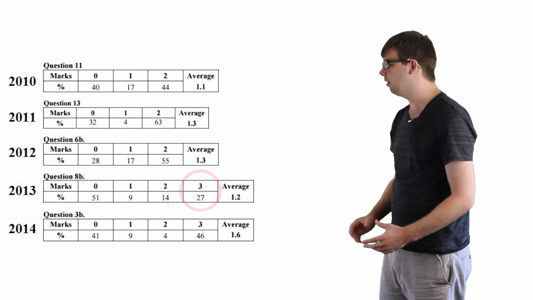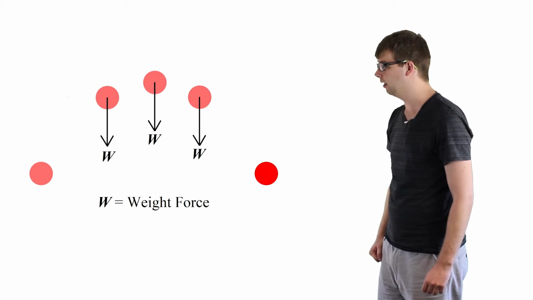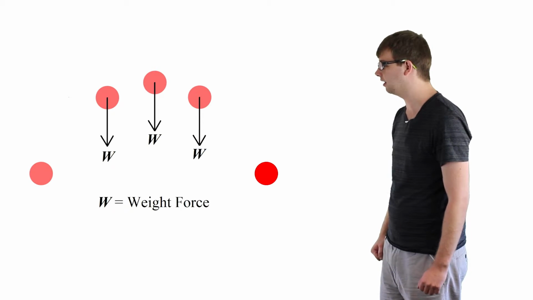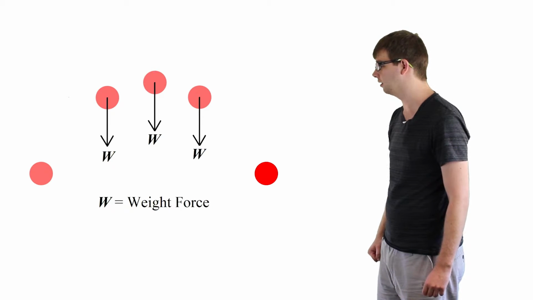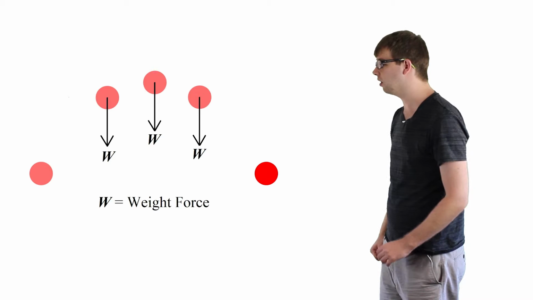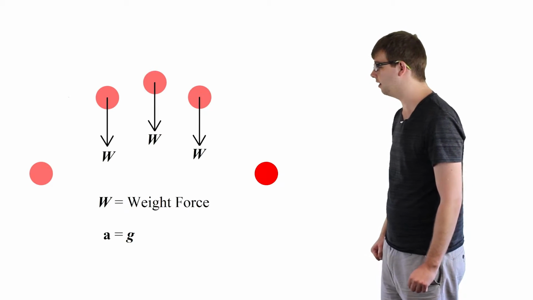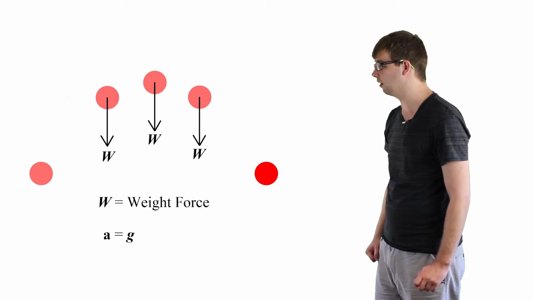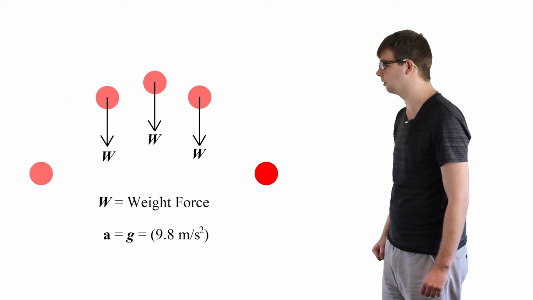A projectile will follow a parabolic path because there is only one force acting on it, the weight force. In VCE, we only make calculations on the ideal case, where there is negligible air resistance. Because there is only the weight force, the acceleration for the entire flight is equal to the gravitational constant of that planet. On Earth, this is 9.8 meters per second squared.